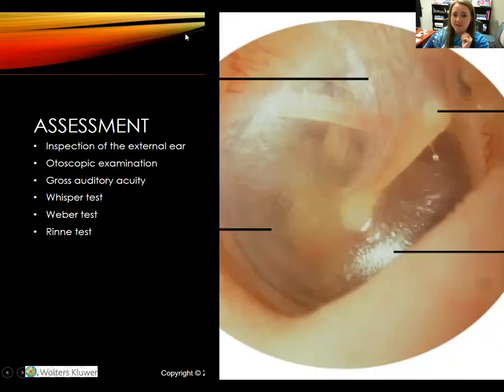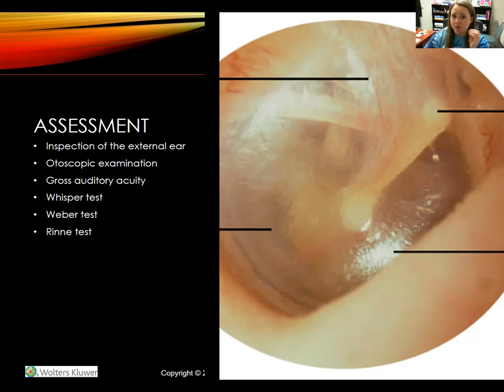So assessment-wise, here's a picture of the tympanic membrane, and you can see that gray, pearly color, but it's a really thin piece of tissue right there. When we're doing an assessment of our patients' ears, we inspect the external ear and look for deformities and lesions. Do they have discharge or crust coming out of the external canal? With the otoscopic examination, we visualize the tympanic membrane. And again, a healthy tympanic membrane should be that pearly gray color.